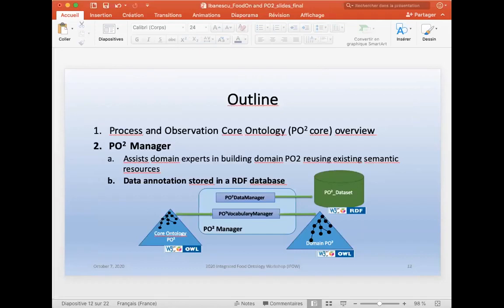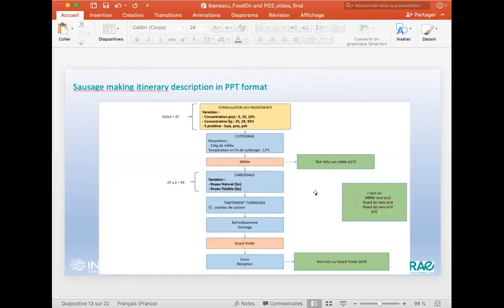The second objective of our tool, PO2 Manager, is to annotate data with concepts from the domain ontology and to store them into a database. Let's take the example of the sausage making itinerary.